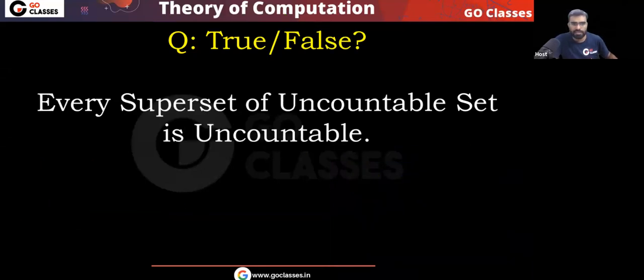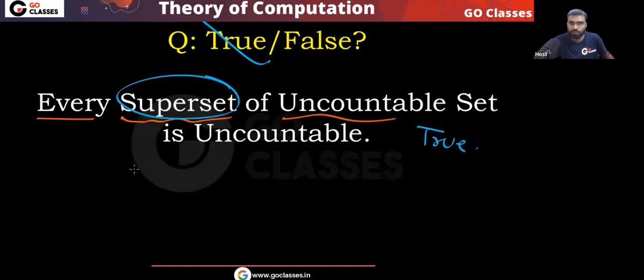Okay, tell me the answer for this question. Every superset of an uncountable set is uncountable. Every superset, I'm asking. Yes, this statement will be true. Again, this is very intuitive. If you take a superset of an uncountable set, of course that also will be uncountable. This is quite intuitive. Yes or no? You can easily see.